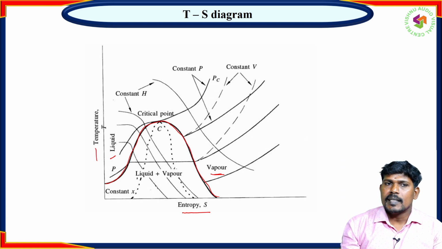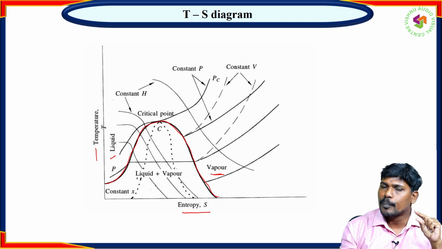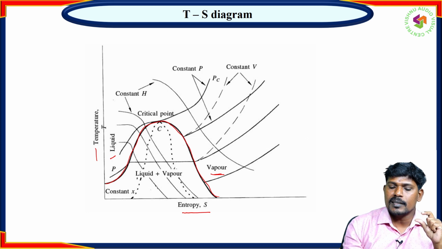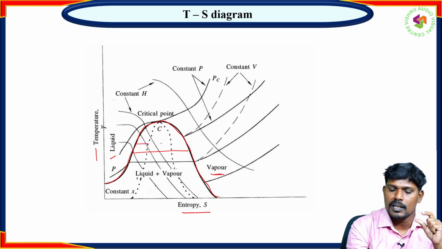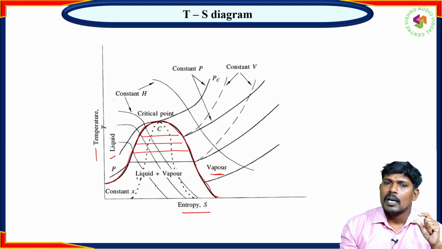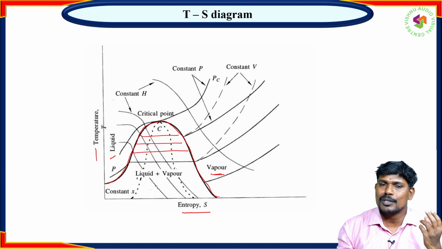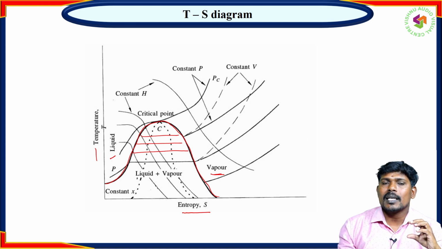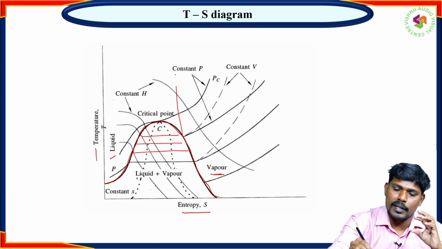Generally, this TS diagram can be applied for various processes. For example, an isothermal process means the process is happening at a constant temperature. In that case, in this diagram, these lines look like straight, horizontal lines. Isentropic process means constant entropy. At constant entropy, in this diagram, these processes look like straight vertical lines.